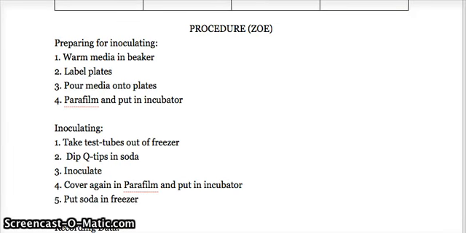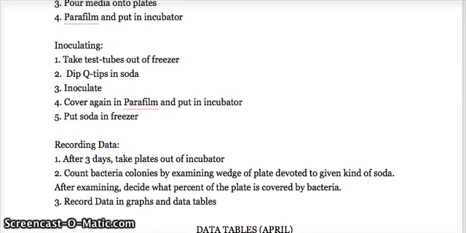What you need to do for this experiment is warm media in the beaker, label plates, pour media into the plates, parafilm and put in an incubator and wait for bacteria to grow. How you incubate is you take the test tubes and you dip the Q-tips in each kind of soda, and cover their portion of the plate in that kind of soda. Then you put the soda back, cover the plate in parafilm, and put the soda back in the fridge. And recording data after 3 days.